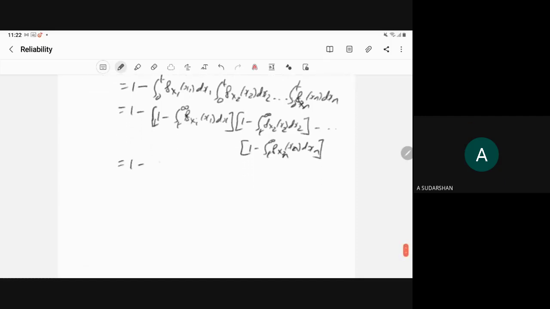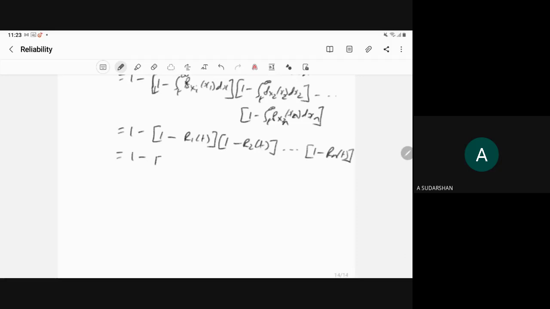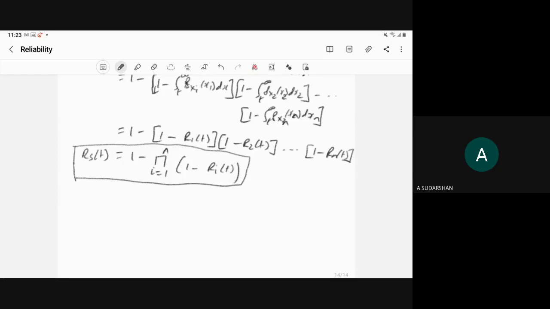So 1 minus, this is R1(t), this is R2(t), and this is Rn(t). So it is 1 minus the product from 1 to n of (1 minus Ri(t)), where Ri(t) is the reliability of the component. So this is the reliability of the system. The reliability of a parallel system is equal to 1 minus the product from 1 to n of (1 minus Ri(t)). Clear? Any doubt?